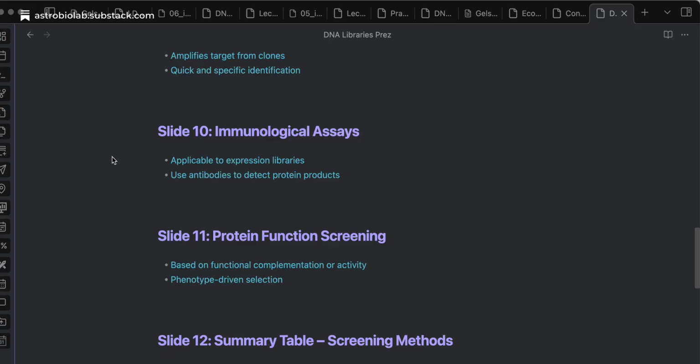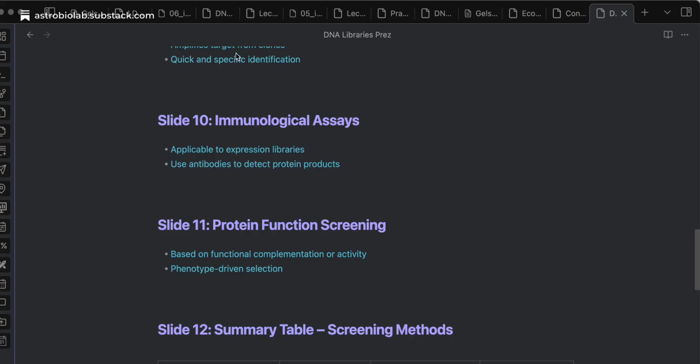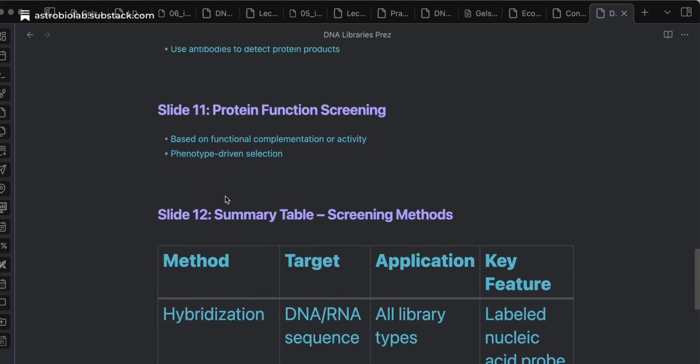So this isn't your genomic DNA library, but an expression library, because this uses an antibody, so it's protein to protein. This is a bit different from the other two methods that we've talked about. You can also do functional screening, where you actually look for a specific function, something like lipase activity or cellulase activity.